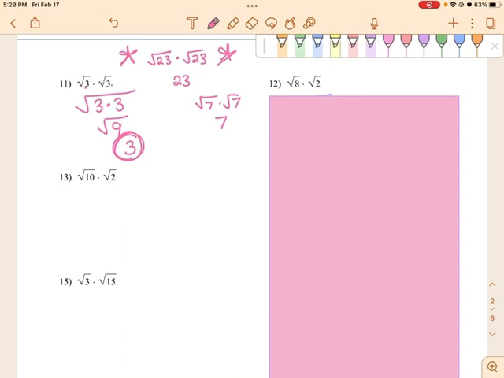So here we have square root of 10 times 2, which is 20. Half of 20 is 10, so let's see, 20 is definitely not divisible by 9 if we're going through our list. It is divisible by 4, specifically 4 and 5, and then that becomes 2 radical 5.